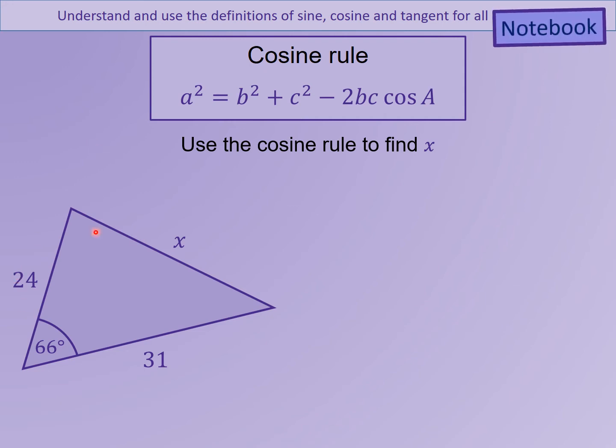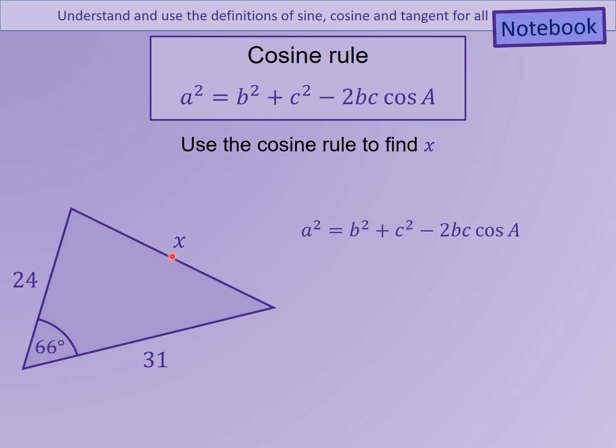Now you will notice I can't use sine rule for this question like I could with the previous two, because I've only got one of the three angles given to me within the triangle. So sine rule is out of the question, but what I do have is an angle which is 66 degrees, and the two sides that are either side of that angle. So we have 24, 31, and the included angle of 66 degrees. And because I have those three things, I can find the length of the third side using cosine rule.